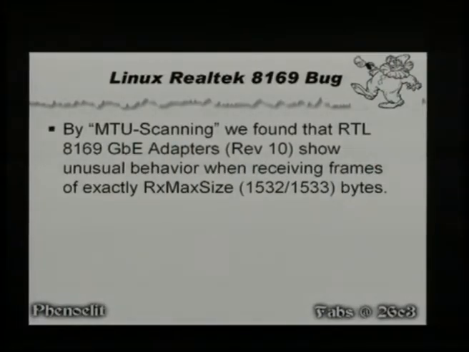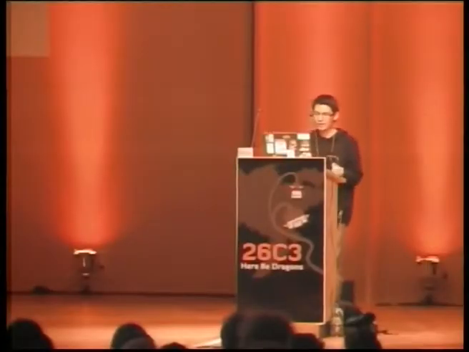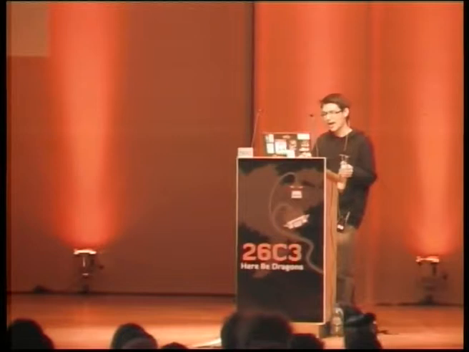And that's something we're going to be using. So what we did was MTU scanning, meaning we just sent frames of all possible MTUs to the adapter, and we just see whether something weird would happen or not. And we found out that when you send a frame of exactly RX mux size bytes, then the adapter will show some really fancy errors, as François put it. It will actually report that it has received multiple fragments of a frame, and each fragment is 8,000 bytes in length. So that can't be, due to the Ethernet spec. You can only have 9,000 bytes, so that's obviously some kind of bug. And then device and driver lose sync, because the device is just reporting garbage.